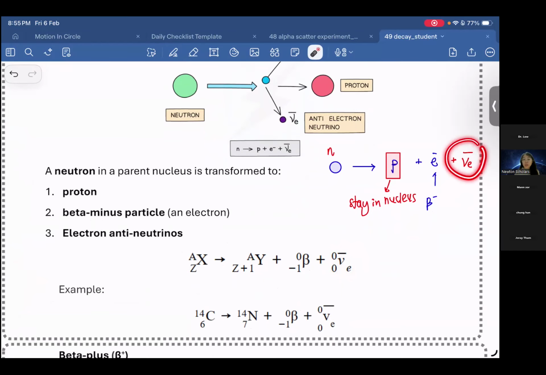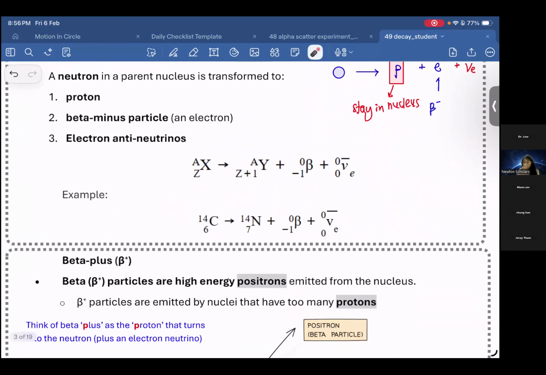Why do we have this antineutrino? This will be explained at the end of this worksheet. We will explain why we got the particle. Neutron converts to a proton and emits one electron, which is a beta. This we learned in year 11. So we have a proton, an electron and an antineutrino. This is just to balance the equation.